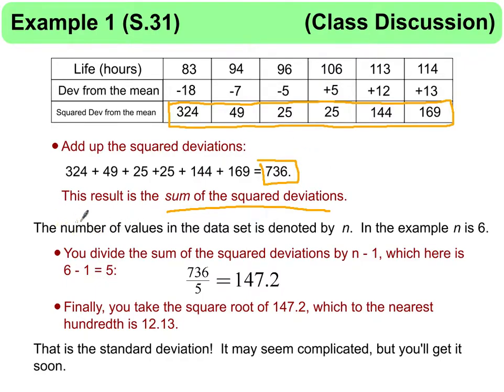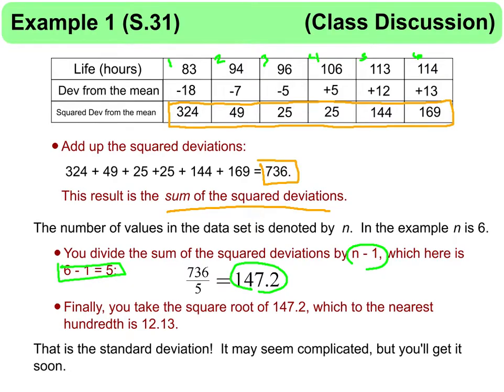Now we're going to take that number of values denoted by n. In this example we had 6 values, so where am I getting 6 is right here. 1, 2, 3, 4, 5, 6 values. And so we're going to do n minus 1, which is part of the step. So we have 6 minus 1, that's equal to 5. And we're going to take that sum and divide it by 5 to get 147.2.